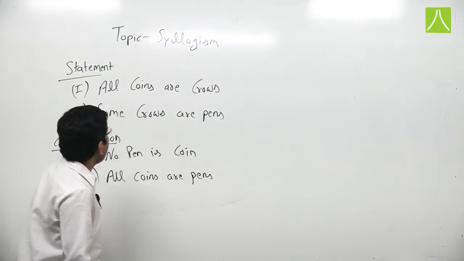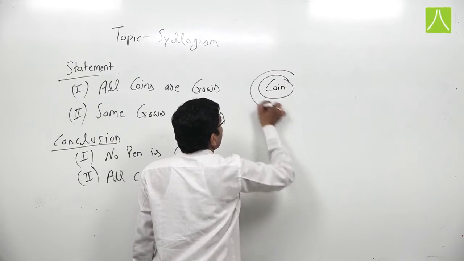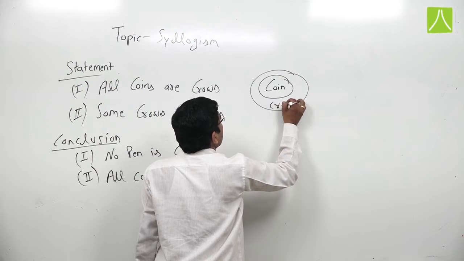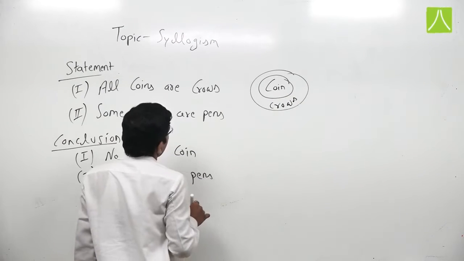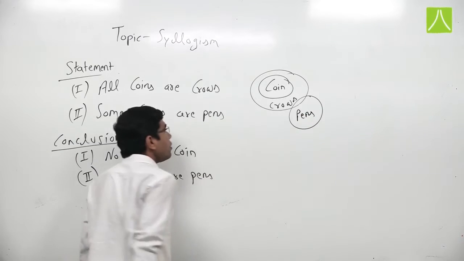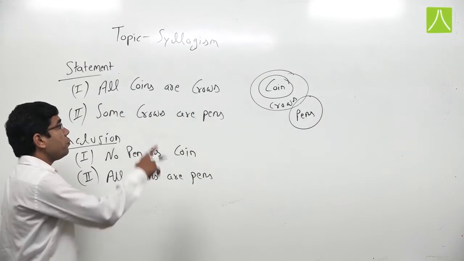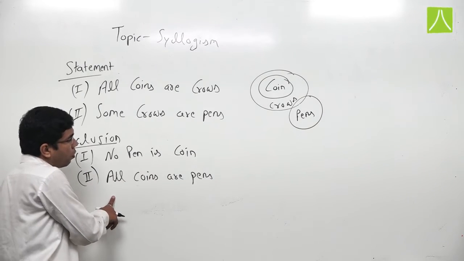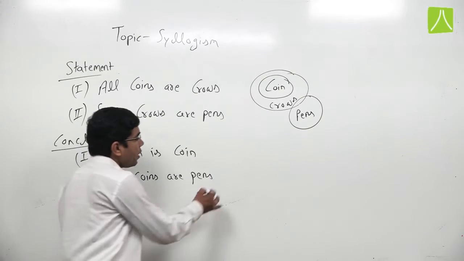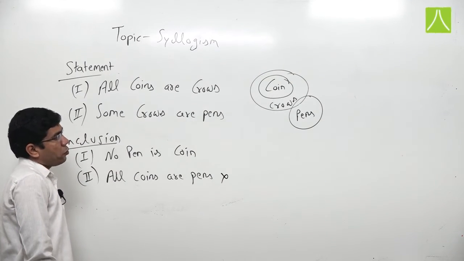Now, first draw the diagram. All coins are crows and some crows are pens. This is our basic diagram. So, our second conclusion is a positive conclusion, so we can check it with only the basic diagram. All coins are pens is not showing. Second is incorrect.